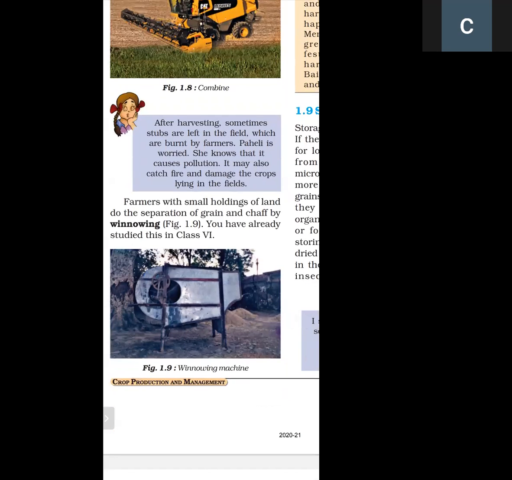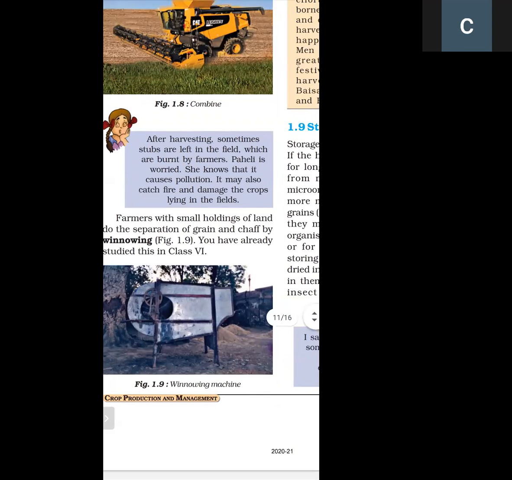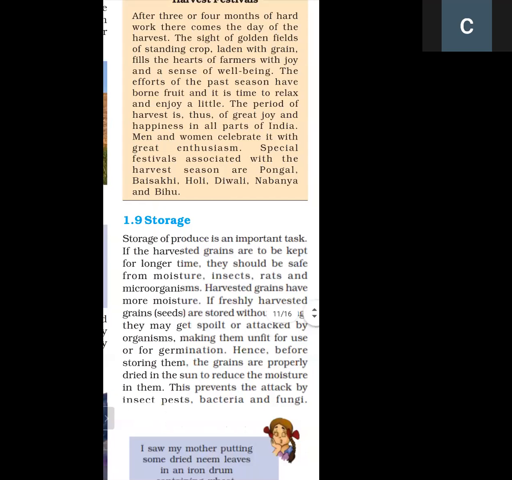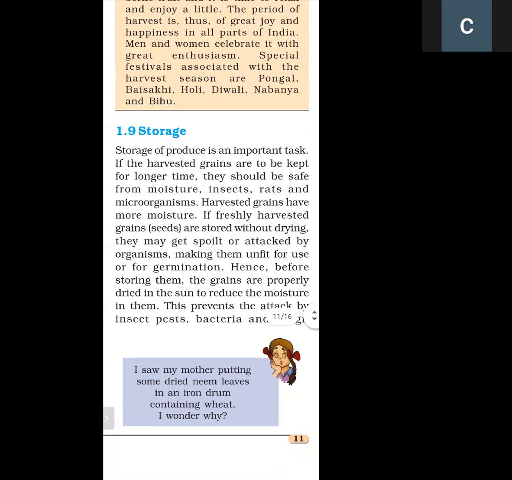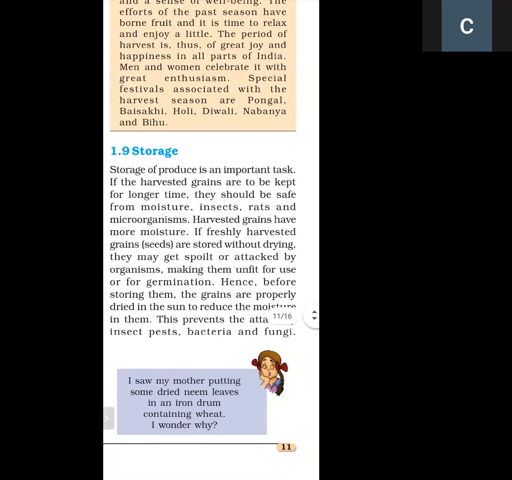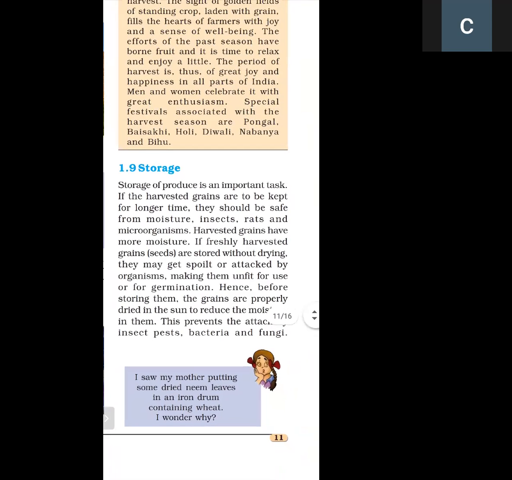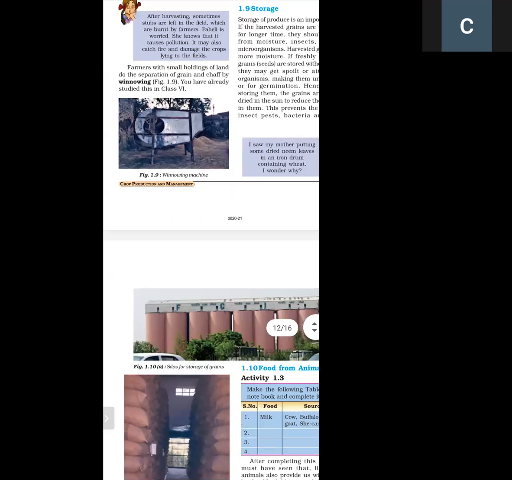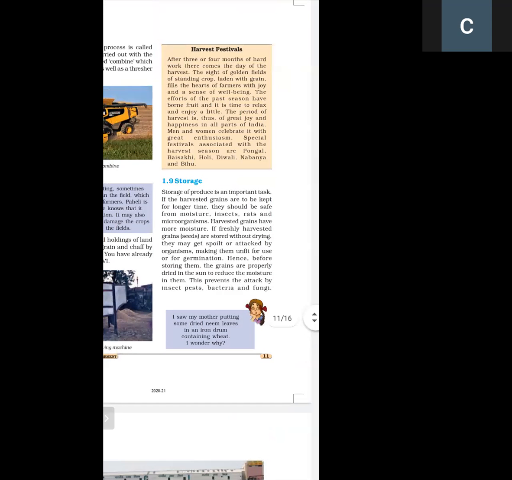And next, what do you mean by storage? The next step of agriculture is storage. The first step is preparation of the soil. Second is sowing, next is irrigation, next is protection from weeds, and next is harvesting and threshing. Next is storage.